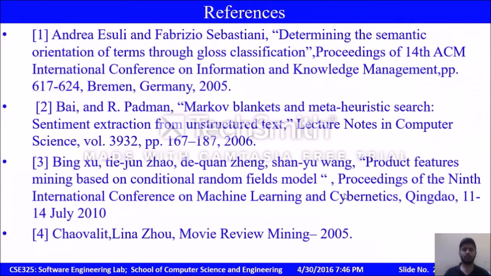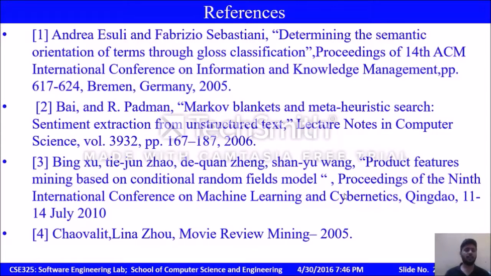Thank you. This is the reference part. Our references for our project are taken from: the first one was given by Andrea Esuli and Fabrizio Sebastiani, titled Determining the Semantic Orientation of Terms Through Gloss Classification, in the proceedings of the 14th ACM International Conference in 2005. The second was given by Bai and R. Padman. This explains Markov blankets and meta-heuristic search for sentiment extraction from unstructured text, taken from the Lecture Notes in Computer Science in 2006.